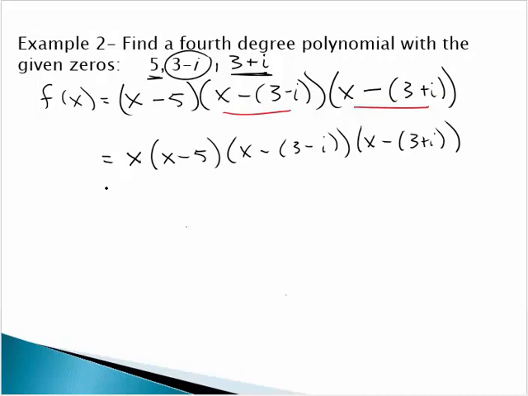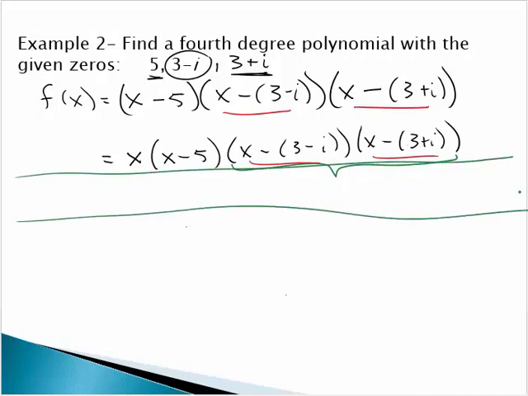Okay, and now the final task is to deal with these guys right here because that's not how we're going to write our answer. We don't want those complex numbers in there. So what I need to do is just figure out how to multiply these two, and then I'll write my answer at the end. So let's just, to the side, do a little multiplication problem. x minus 3 plus i, I'm going to first distribute: x minus 3 minus i. How did I get that? I just distributed the negative.